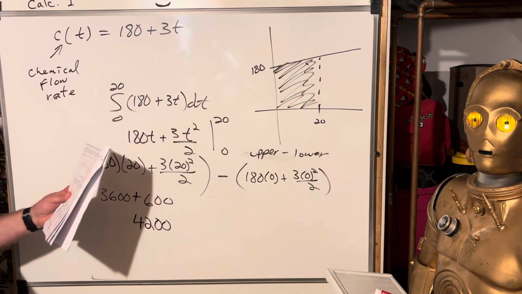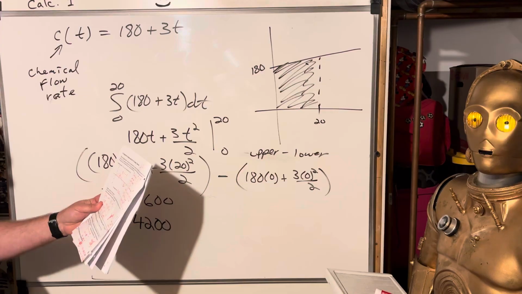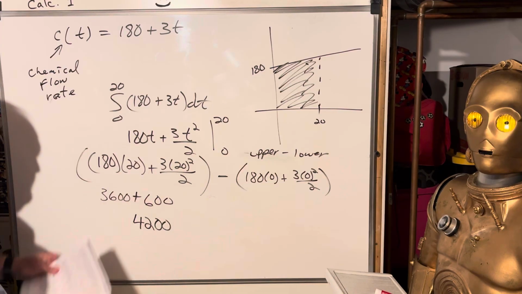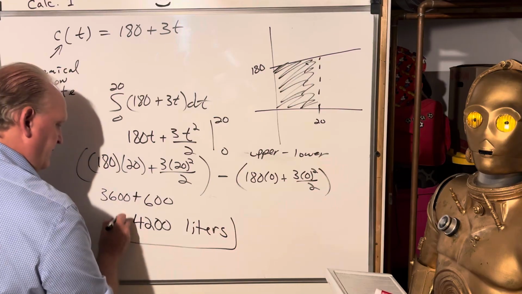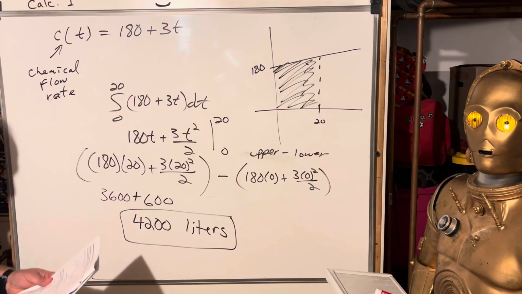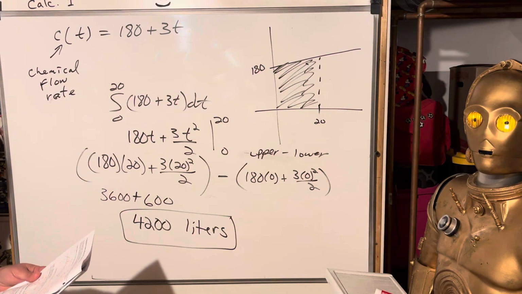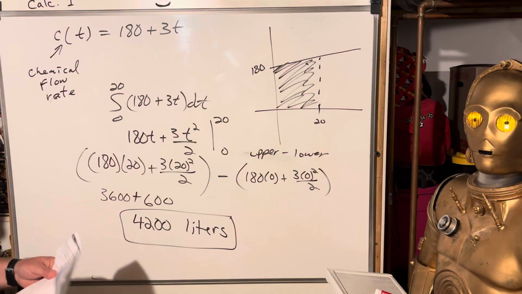And what are we in? Liters per minute. So 4,200 liters. After 20 minutes, you'll have 4,200 liters pumped. Okie dokie. All right.